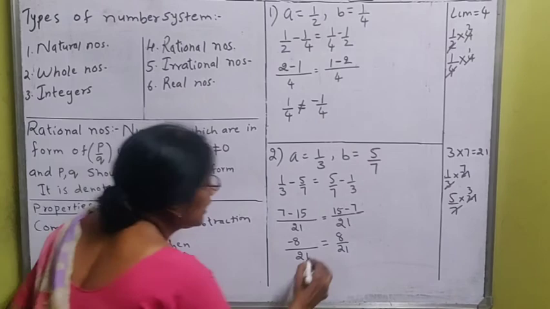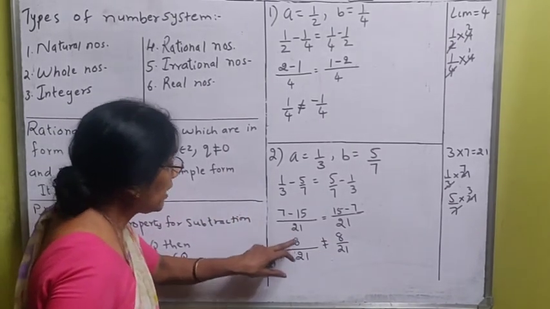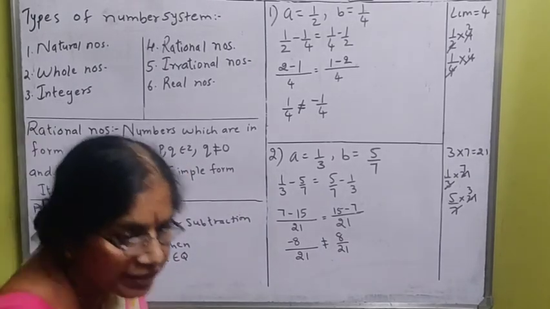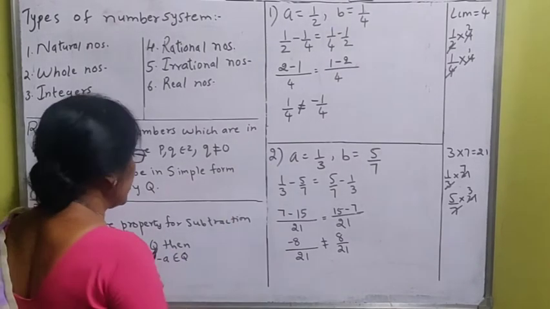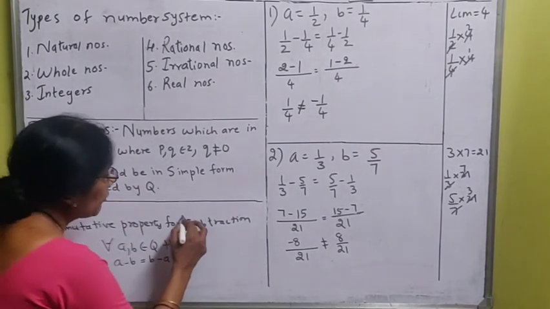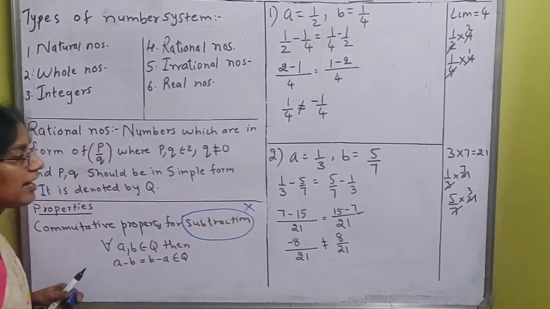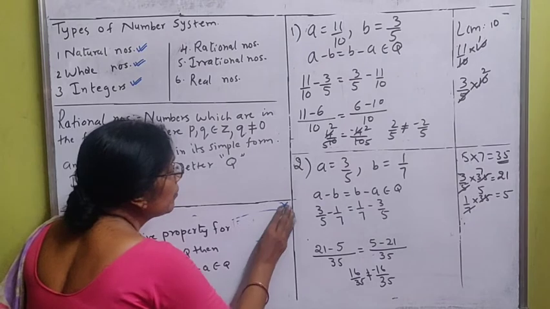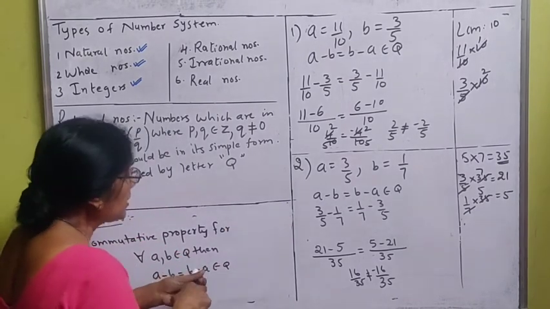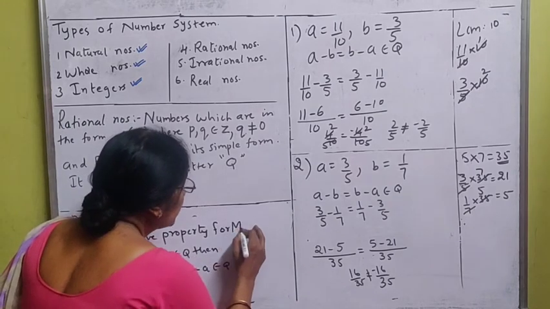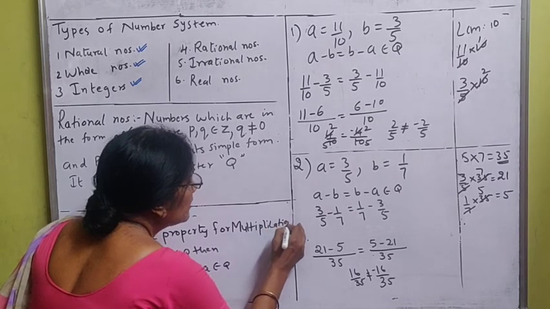So here also you can see both are not equal. Why? Because the numerator and denominator are the same, but the signs are changing. So with these two examples we can say that commutative property for subtraction is not true for rational numbers. Next we will go to the next fundamental operation. What is the next fundamental operation? Is commutative property for multiplication. We will check it.